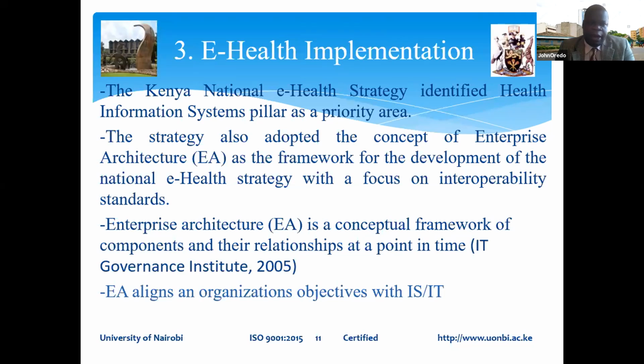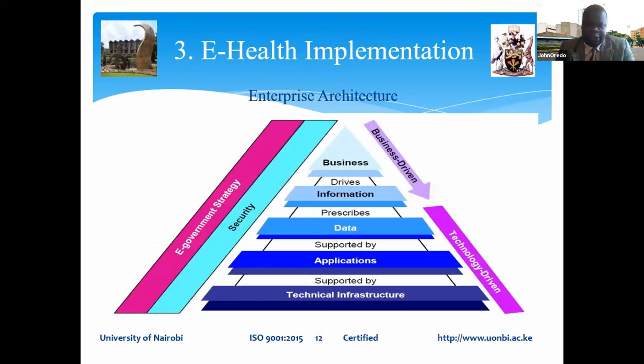Now, enterprise architecture is a conceptual framework of components and their relationships at a point in time. And this is just a summary of how it looks like. So the business there is the healthcare, the providers, and the consumers. Then these people need information. This information comes from data. This data is accessed or received through various applications. And of course, more importantly, the technical infrastructure.